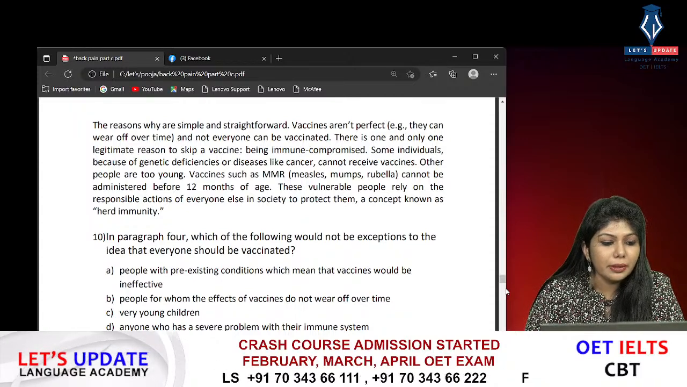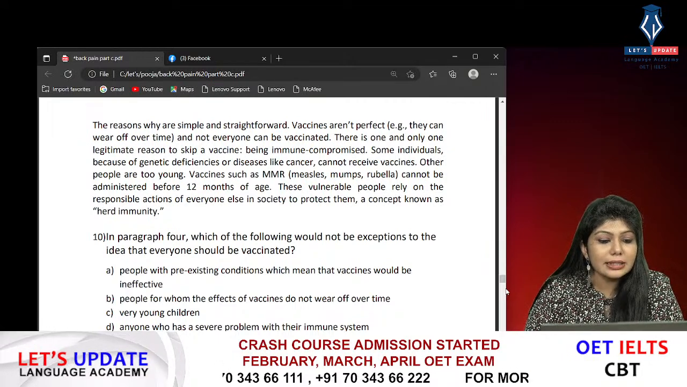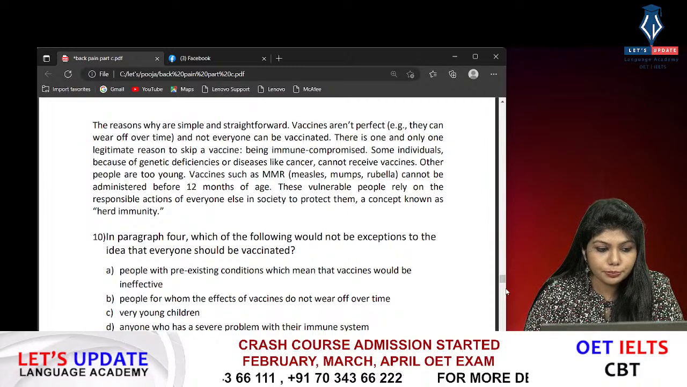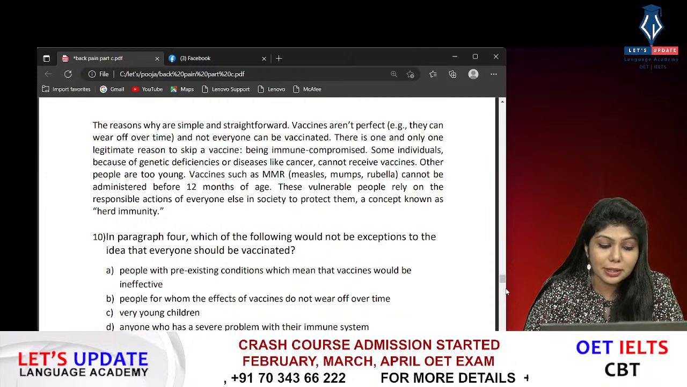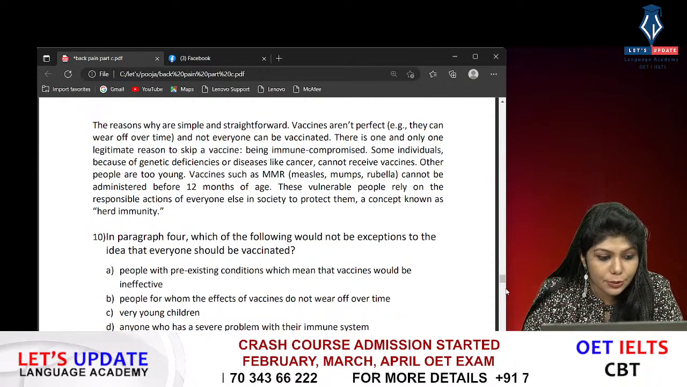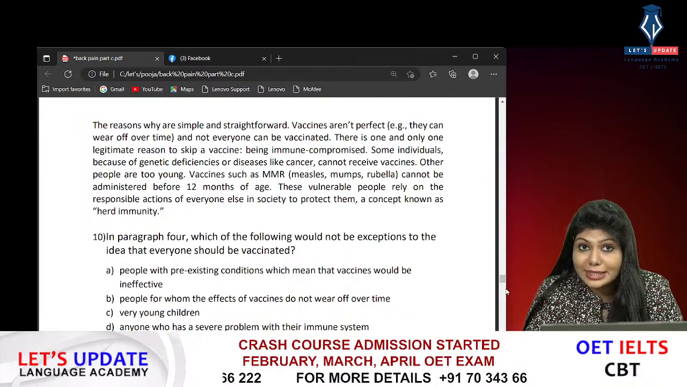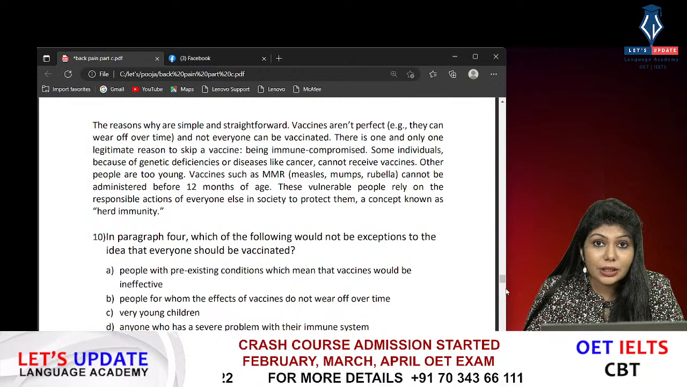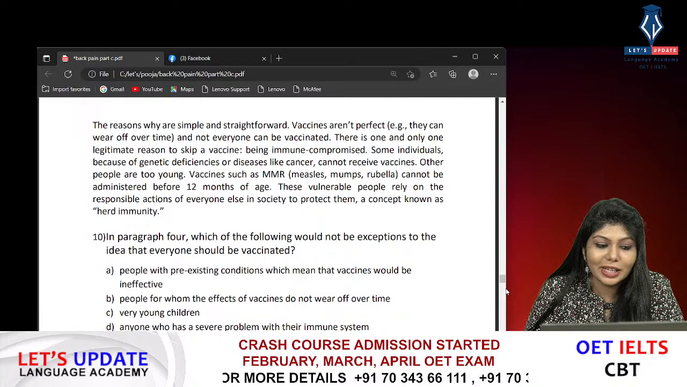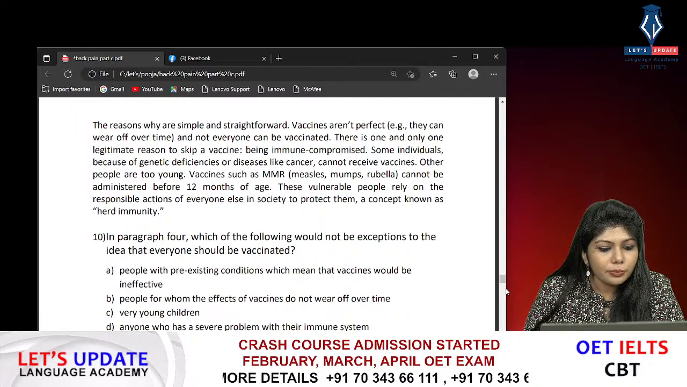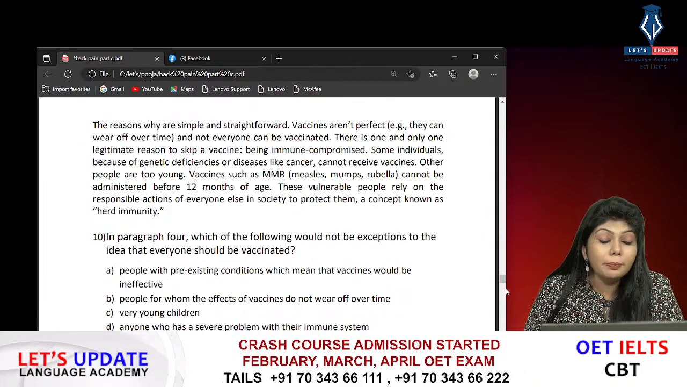These vulnerable people rely on the responsible actions of everyone else in society to protect them, a concept known as herd immunity. So that was what the paragraph was about. And moving to the question in paragraph 4, which of the following would not be exceptions to the idea that everyone should be vaccinated? They are asking about not the exceptions, but which are not exceptions. They are asking which of the following would not be exceptions. So that means they are asking for the groups that could be vaccinated.